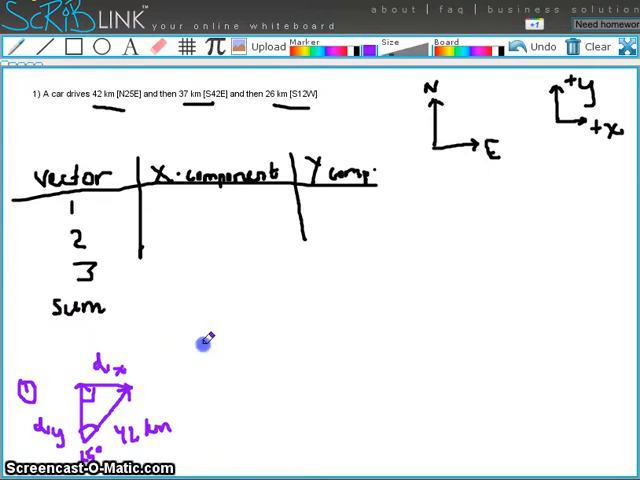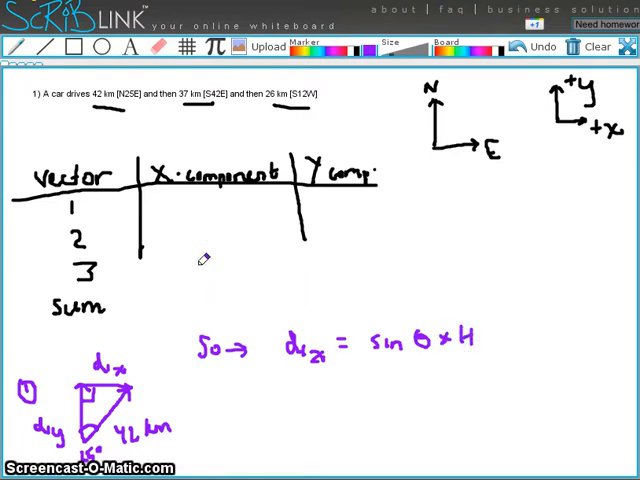So we can start off with, say, d1x. What relationship would you use? You need d1x. You have your hypotenuse, which is 42, and you have an angle at this point here. So in my opinion, we should use the sine relationship. So we can say sine theta times your hypotenuse is your d1x right here.